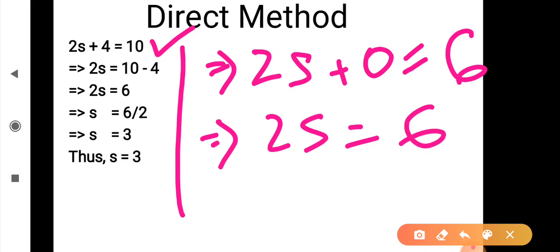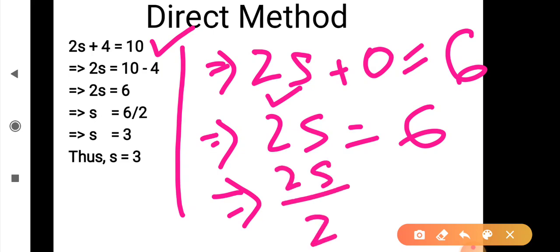Next, we need to remove this 2. If I want to remove this 2, since it has got multiplied, I need to divide it with 2 itself. If I divide it with 2 itself, then 2 divided by 2 equals 1. So s will still be there. Now some of you might be thinking why ma'am is dividing by 2; the reason being 2 divided by 2 will give us 1.